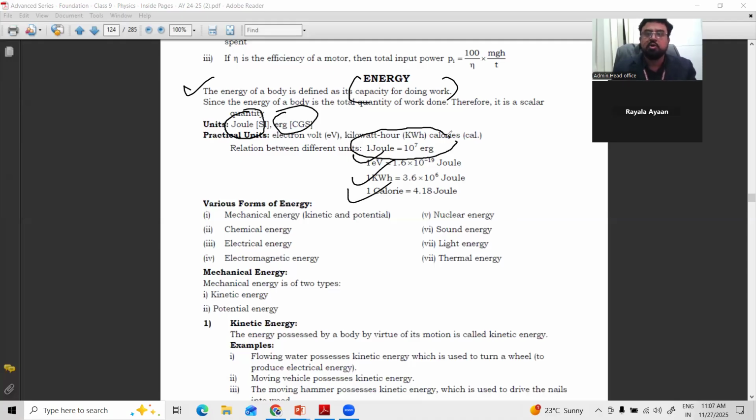1 kilowatt hour, as we have just seen, is 1000 watt hours, 1000 into 3600, so you get 3.6 into 10 power 6 joule. 1 calorie is equal to 4.18 joules, which we will come across in the heat chapter. Right? So all these are the practical units of energy. How much capacity you have to do work is called energy, which is measured in joule or erg or electron volt or kilowatt hour or calories.